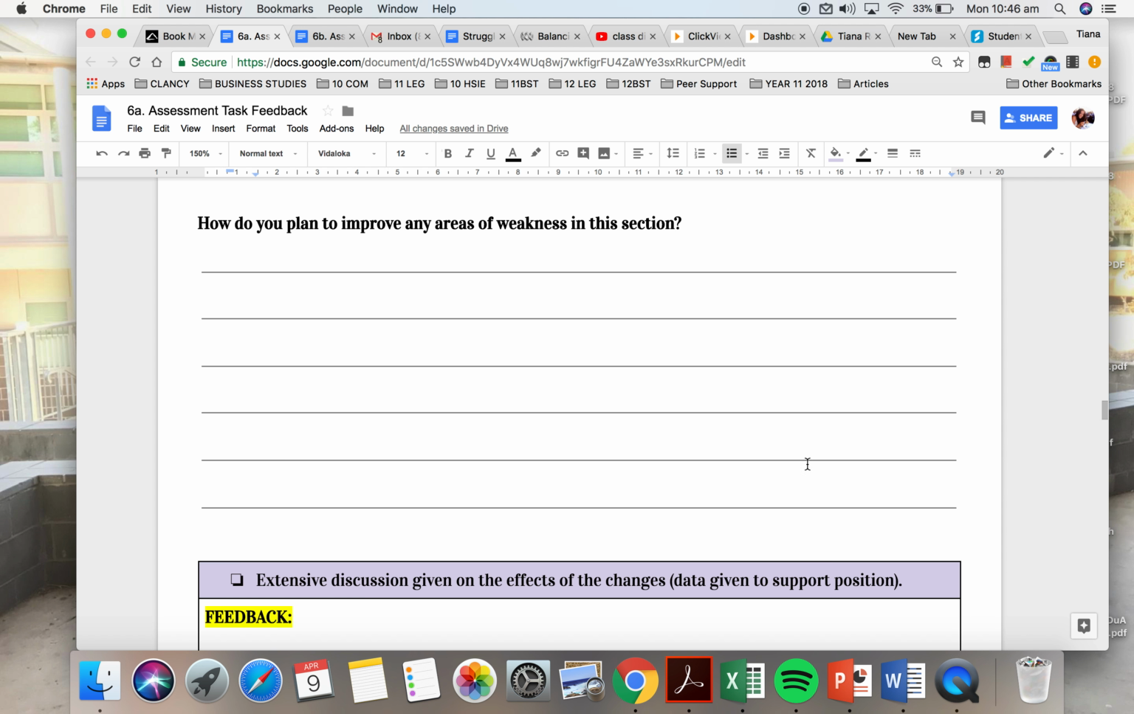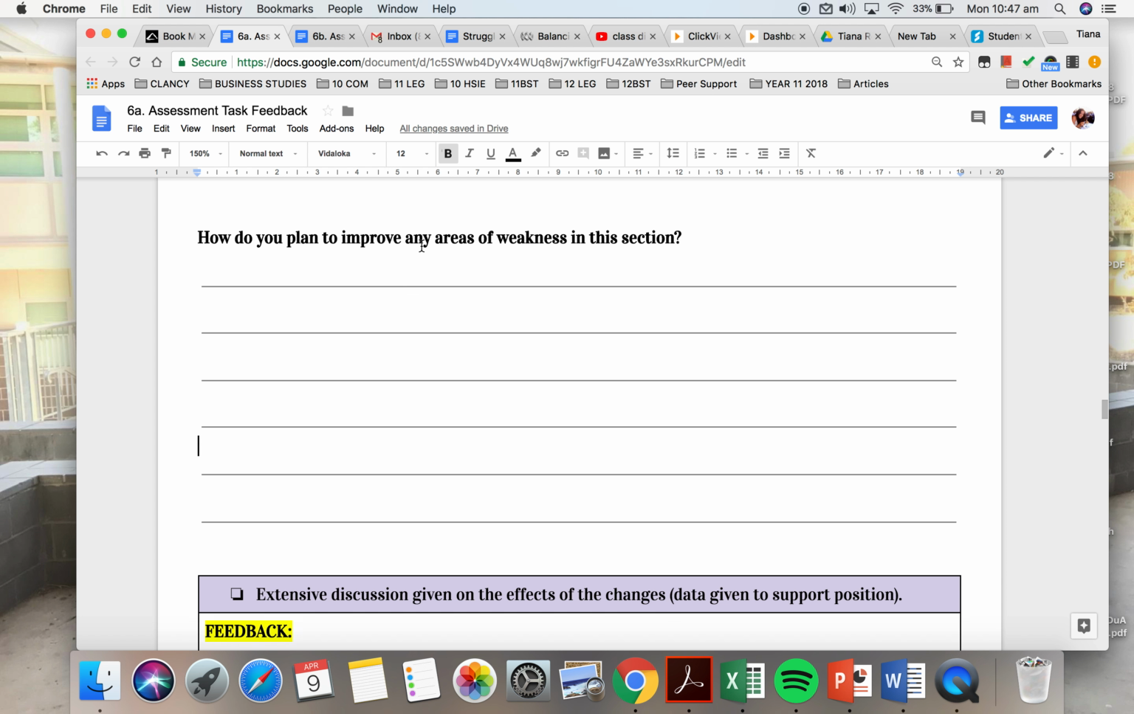Then you need to plan how you improve with weaknesses in this section. Maybe you didn't use real evidence or data to support it. Maybe you only had one reason. Okay, how are you going to improve it? It might be to read the question carefully. It might be to further prepare for the response in future, to look at evidence and data.